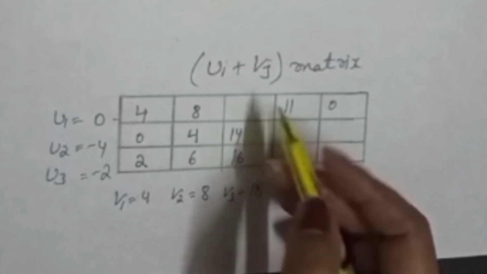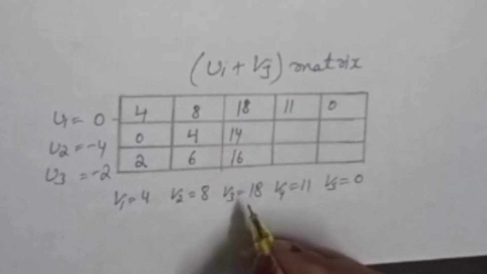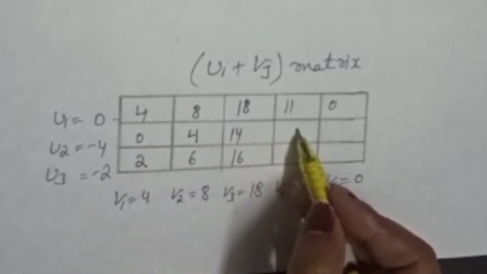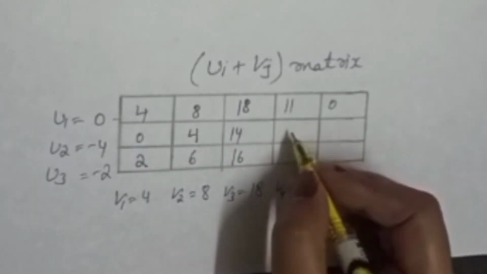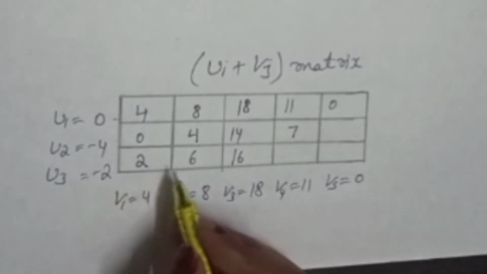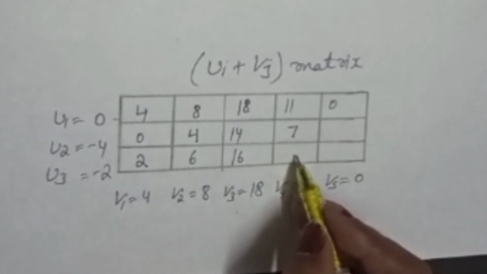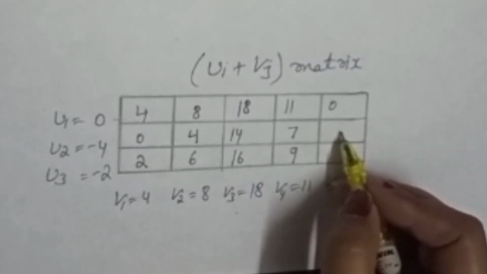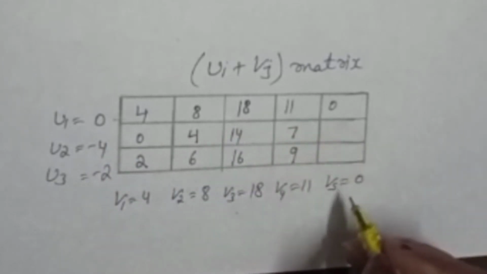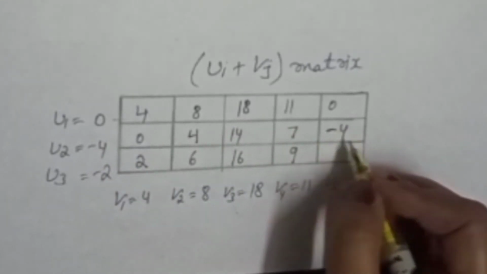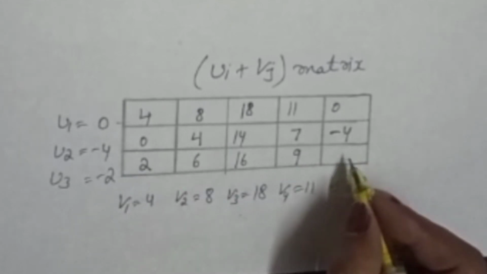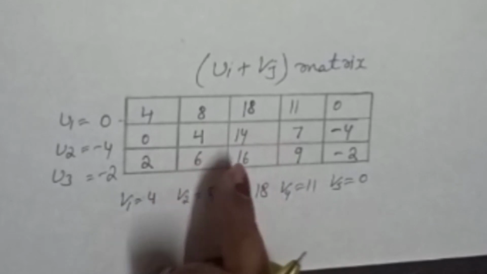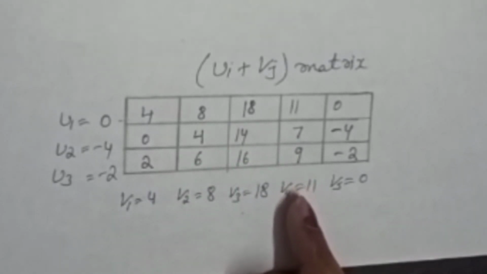0 plus v3 is equal to 18, because 0 plus 18 is equal to 18. And for this cell value, minus 4 plus 11 is equal to 7. Minus 2 plus 11 is equal to 9. And for this cell, minus 4 plus 0 is equal to minus 4. Minus 2 plus 0 is equal to minus 2. Now we have value in all the cells of this ui plus vj matrix.